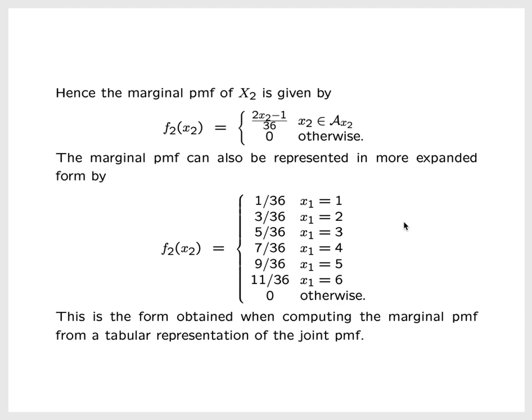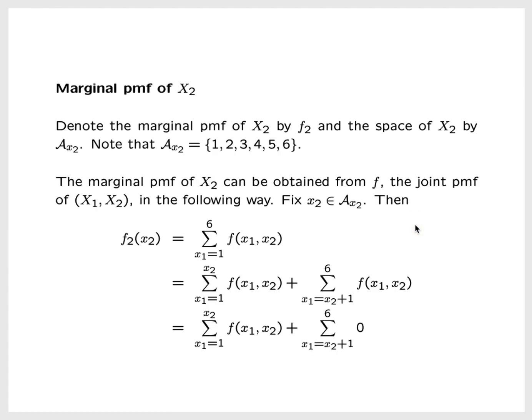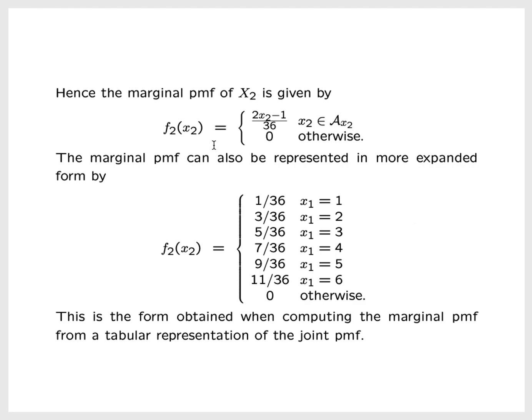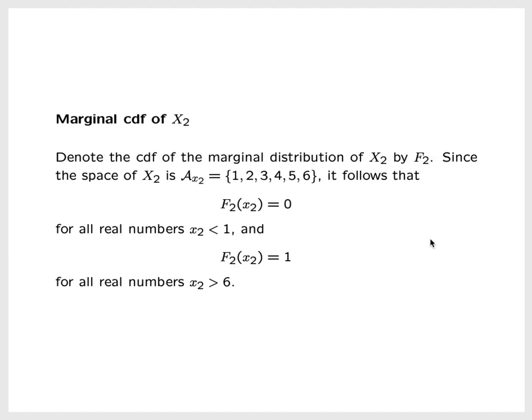Either way is fine. When we're working examples, it may be rather difficult in some situations to go through these kinds of calculations and get this succinct representation that we've got here. So this is perfectly acceptable. If you're doing a lab assignment where you have to find marginal PMFs, don't feel like you have to find an expression like this. This is a perfectly fine representation of a marginal PMF of a discrete random variable.